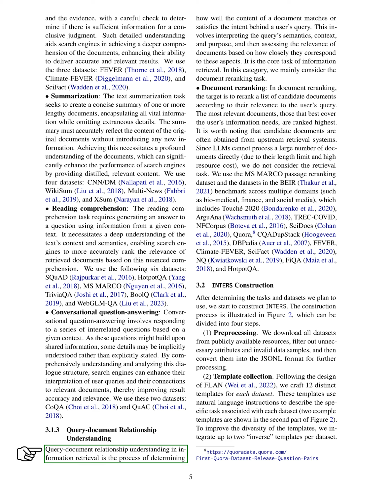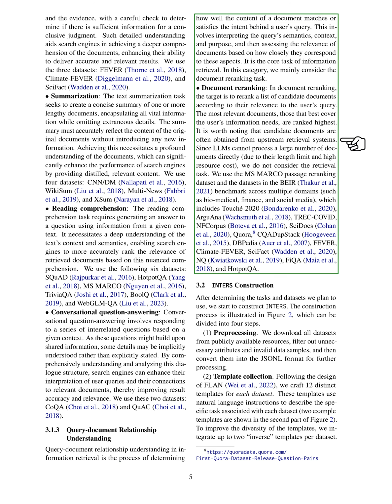Understanding the relationship between a query and a document in IR involves determining how well the content of a document matches or satisfies the intent behind a user's query. This involves interpreting the query's semantics, context, and purpose, and then assessing the relevance of documents based on how closely they correspond to these aspects. It is the core task of information retrieval. In this category, we mainly consider the document re-ranking task.